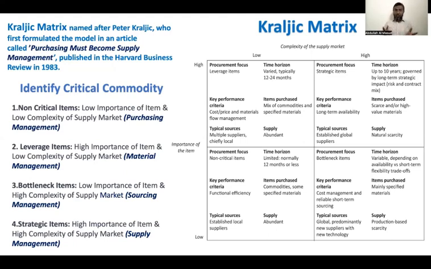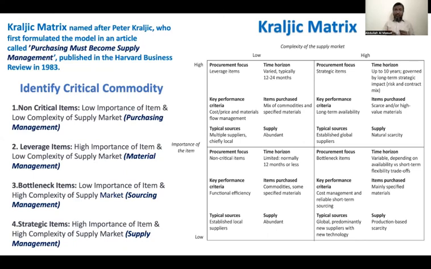So we have seen these four categories in the Kraljic matrix: non-critical item, where both the importance of the item and the risk of supply are low, and here we need to do purchase management. Leverage item, where the importance of the item is very high, but the risk of supply is very low, so here we do material management. The third one is the bottleneck item, where the importance of the item is very low, but the risk of supply is very high. Here we do sourcing management.